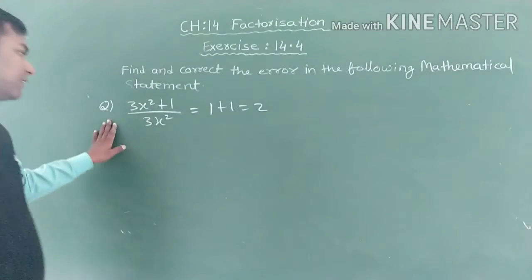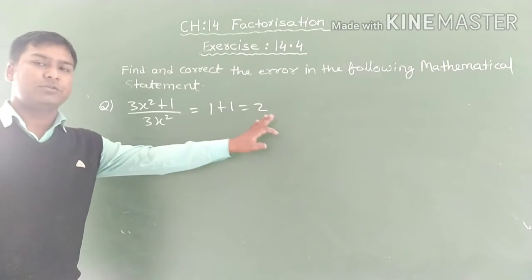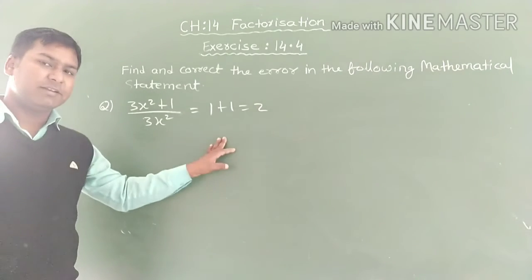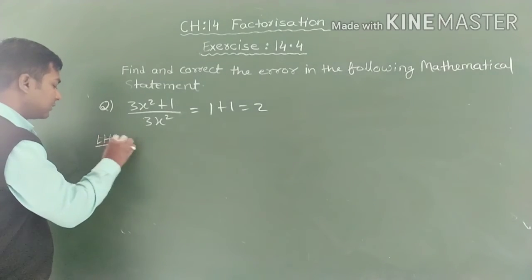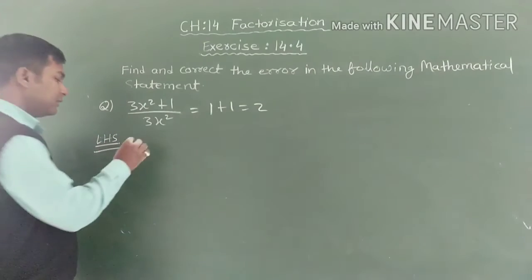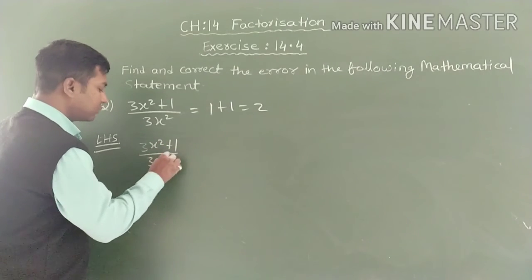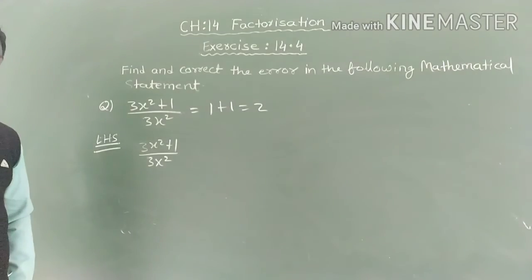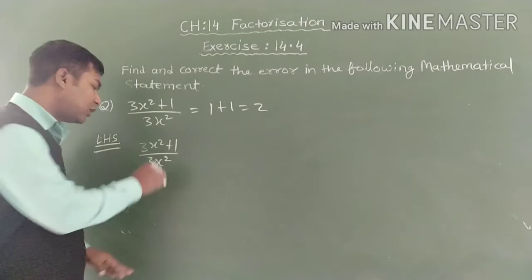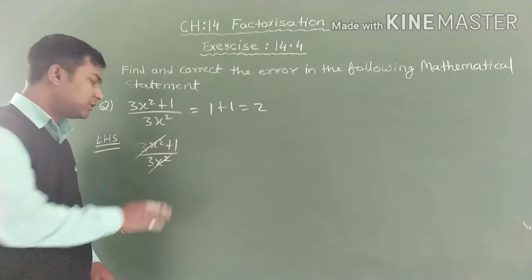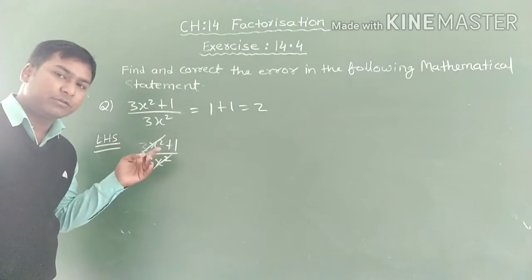Now the question given here is 3x square plus 1 divided by 3x square equals 1 plus 1 equals 2. This expression is given. So first of all, just take the LHS part. So this will be 3x square plus 1 upon 3x square. How can we simplify it? We cannot cancel out like this, because plus 1 is given here. This is not the right way to solve.